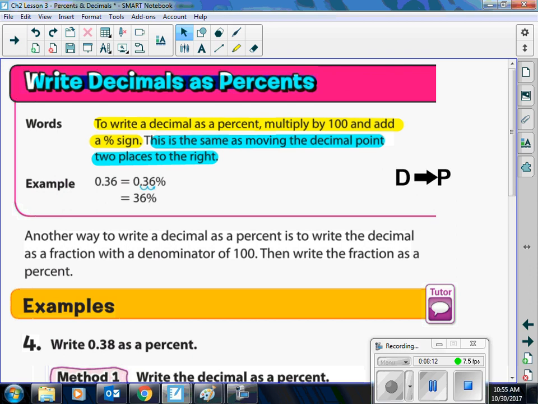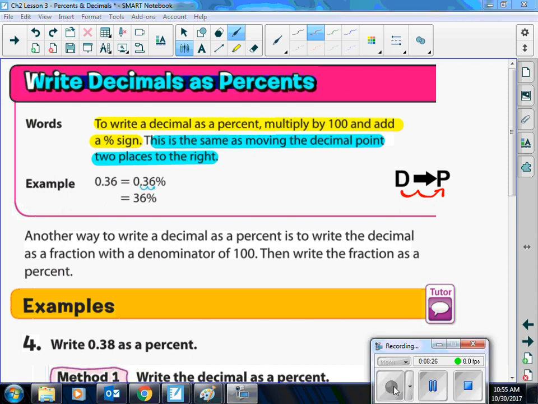So here is the little memory device. We're going from decimals to percent, right? You see the arrow? If I'm going from decimal to percent, I'm moving 2 places to the right. And now another way to write a decimal as a percent is to write the decimal as a fraction with a denominator of 100 and then write the fraction as a percent. Okay, so that's another way that we've been working with these.